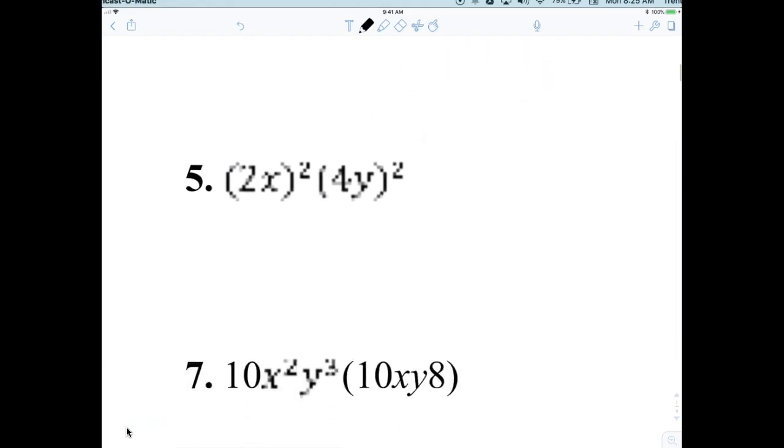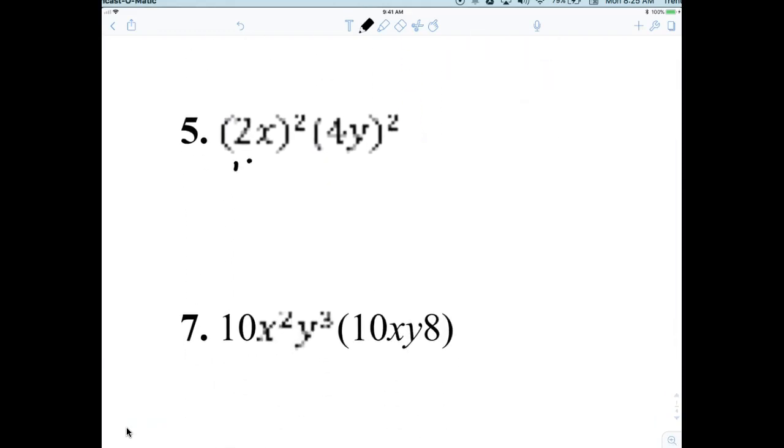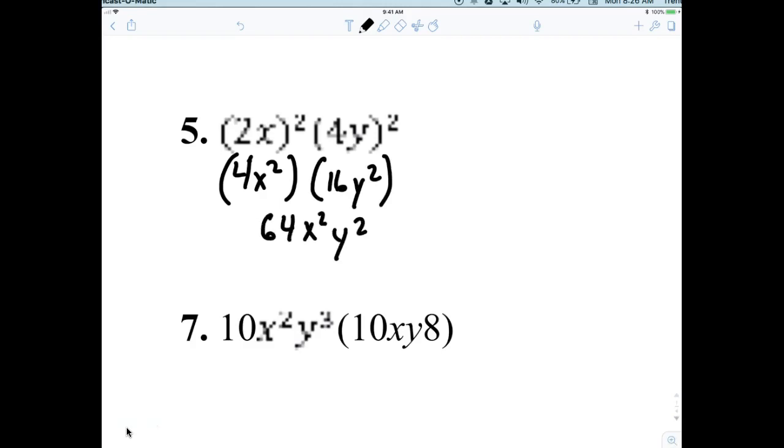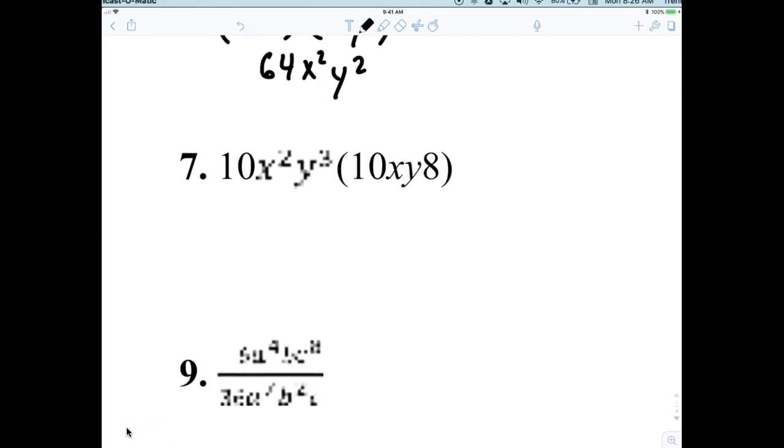All right. Now, number 5. This would be 4x squared times 16y squared, which is 64x squared y squared. Is everybody happy with that? All right. Now this is 10x squared y cubed. And this, I don't know what happened to mine, but let's make that to the 8th power. Just change that to the 8th. Sorry about that.